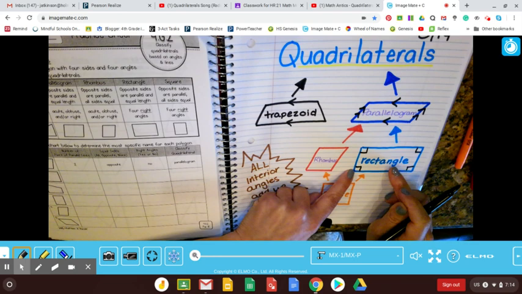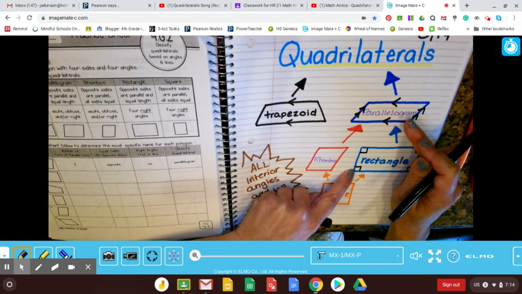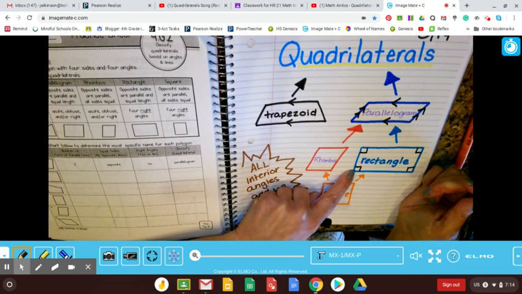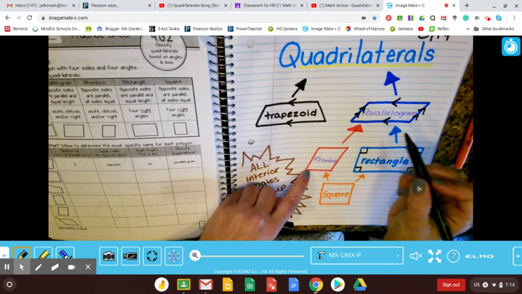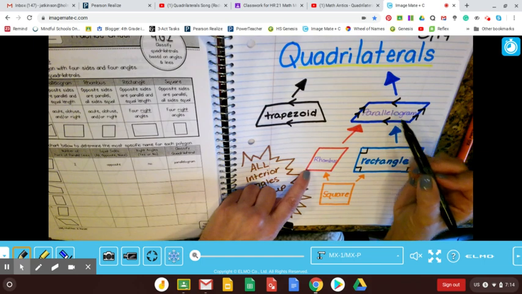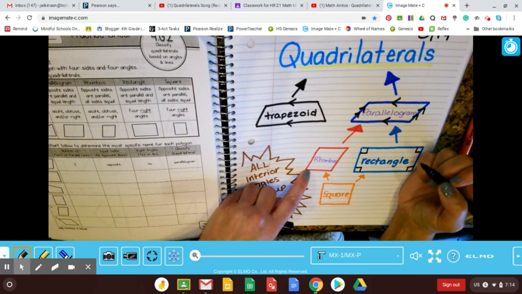So a rectangle is considered a parallelogram, and it is also considered a quadrilateral, just as a rhombus is also considered a parallelogram, and a rhombus is also considered a quadrilateral. Now, let's go this way.